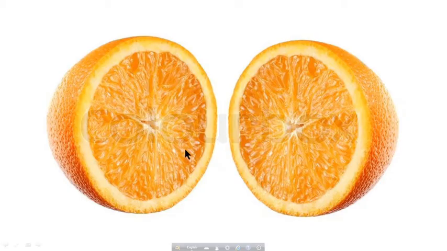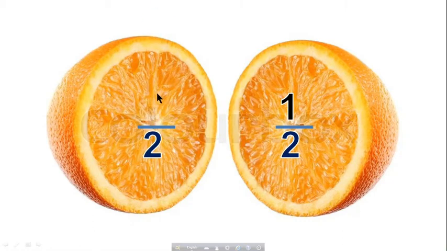In this picture we can see 2 equal parts of a Malta. Here 2 parts out of 2 parts, this part is 1, and here total 2 parts and this part is 1. That means half part and half part.